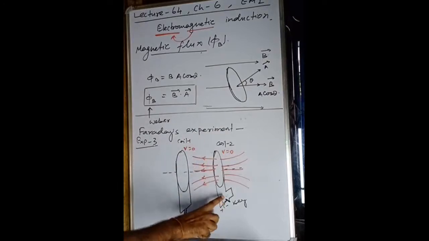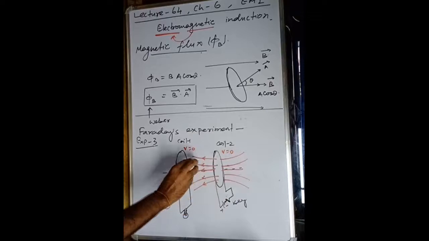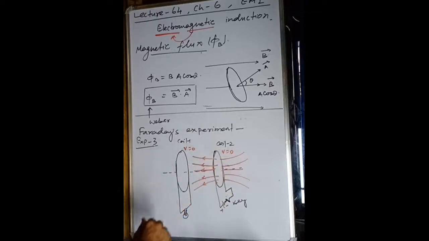Continuing switching on and off, there will be a change in flux from maximum to minimum, that is, maximum to zero. And due to this discontinuous change in flux, that is, the field lines linked with this coil, the bulb will glow. So this is the third way to induce EMF in this coil.